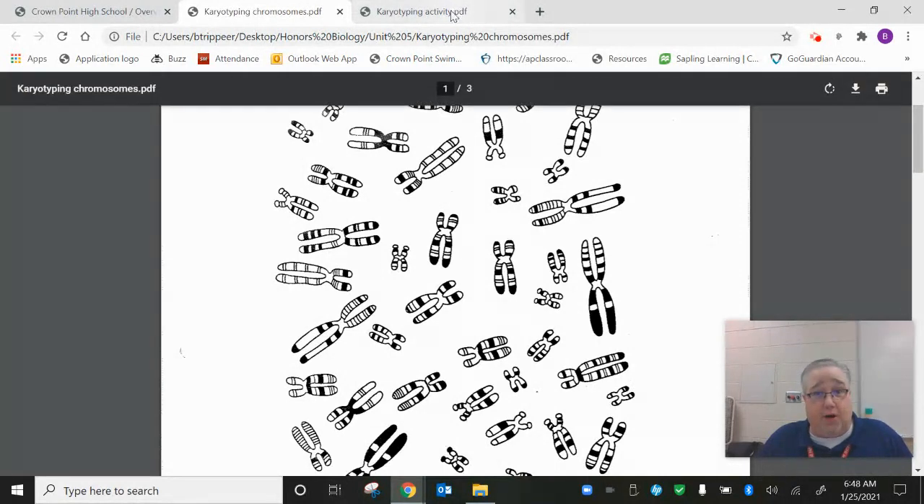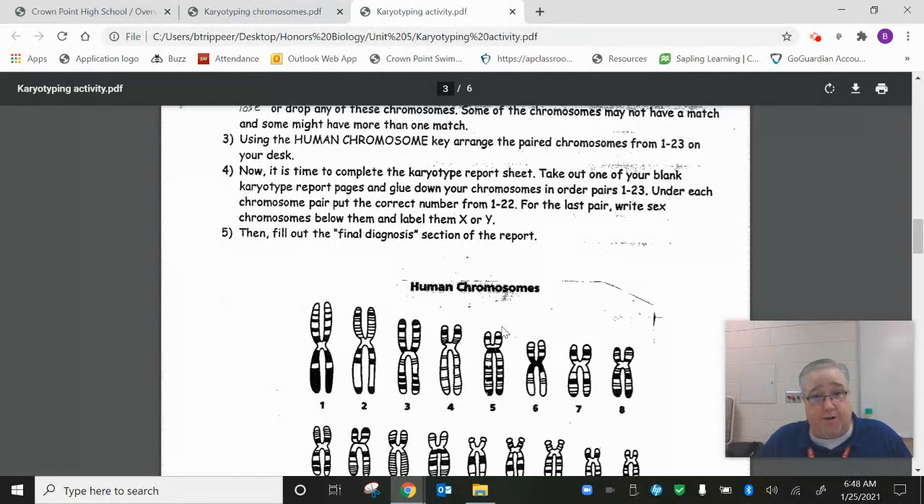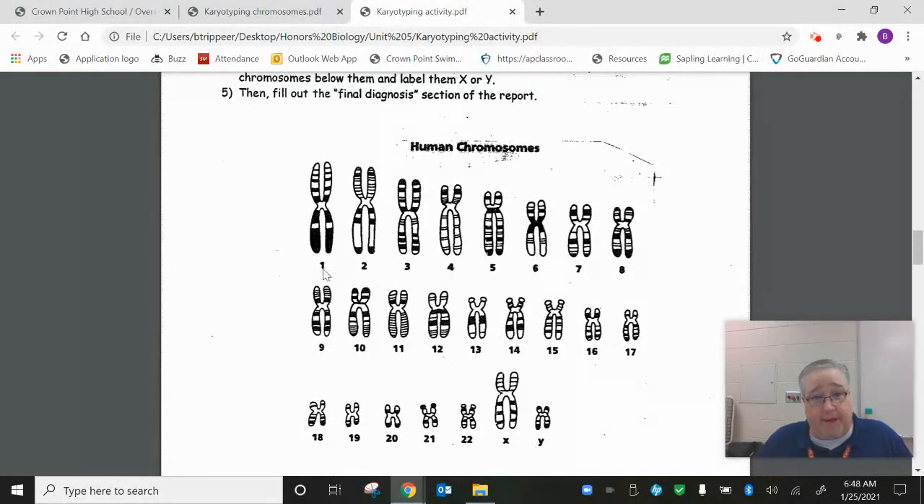So one thing that you're going to need to do, on this page in your packet, you see how it gives you a picture of each chromosome. You'll notice chromosome 1, this is what chromosome 1 looks like. Chromosome 2, chromosome 3, all the way through, it even shows you what an X and a Y look like. Each chromosome is unique. For example, the Y chromosome looks a little bit different from number 22 and 21 and 20. They are all a little bit different. It's your job to look carefully at the differences and sort them out.